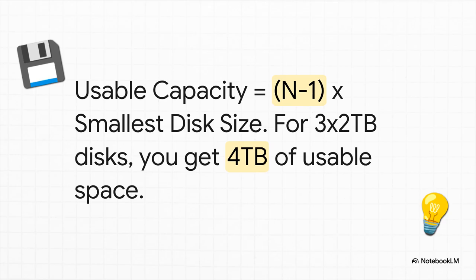Now, you might be wondering about storage space. With RAID 5, you essentially lose the space of one whole disk. But that space isn't just gone. It's being used to store something called parity information. You can think of parity as a kind of mathematical safety net that's spread across all the drives. It's the magic key that lets the system rebuild all your data if one of those disks decides to fail.